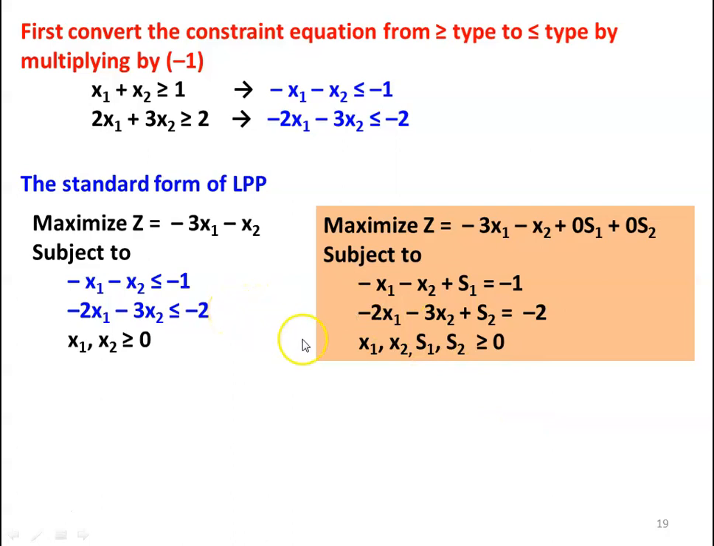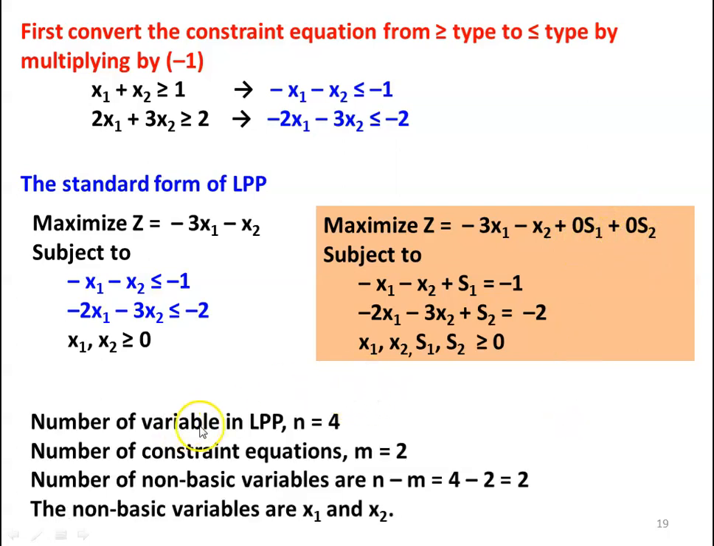In the constraint equations, we are going to add the slack variables. So, minus x1 minus x2 plus s1 is equal to minus 1, minus 2x1 minus 3x2 plus s2 equal to minus 2, and the variables x1, x2, s1, s2 are greater than or equal to 0. The s1, s2 values are introduced in the objective function: maximize Z equal to minus 3x1 minus x2 plus 0s1 plus 0s2. Now, the number of variables in the LPP, n equal to 4, number of constraint equations m equal to 2, the number of non-basic variables are n minus m equal to 4 minus 2 equal to 2, and we identify the non-basic variables as x1 and x2.